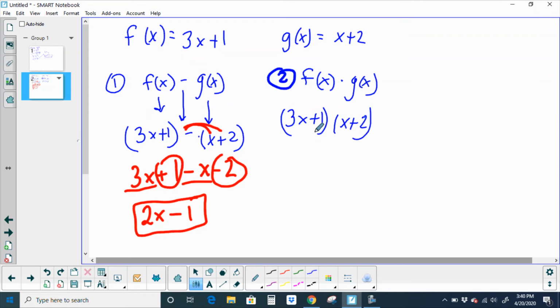So now notice you have 3x plus 1 times x plus 2. So you can either use FOIL or you can use distributive property twice. I'll show it using distributive property twice. So first we're going to distribute the 3x to the set of parentheses. So this would be 3x times x plus 1, x plus 2. And then we'll distribute the 1. So this will be plus, because this is a plus 1.